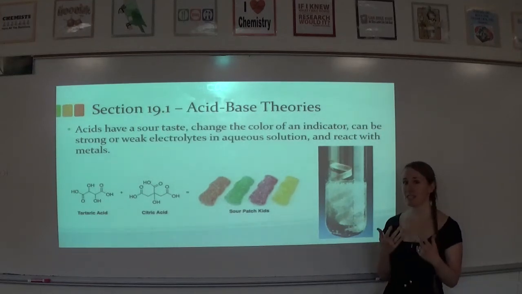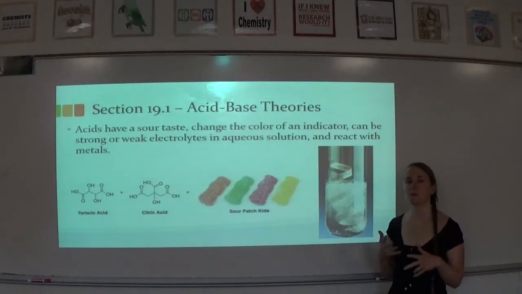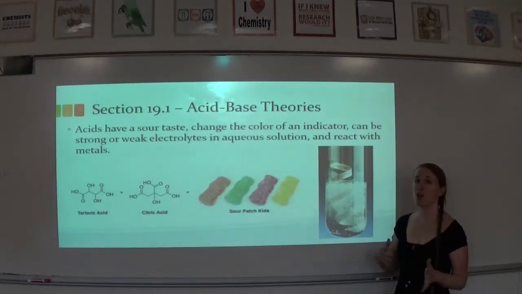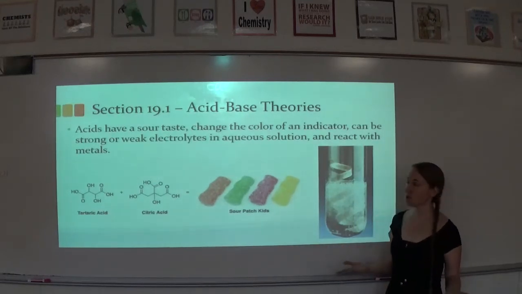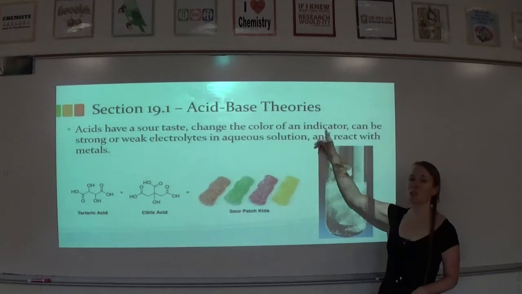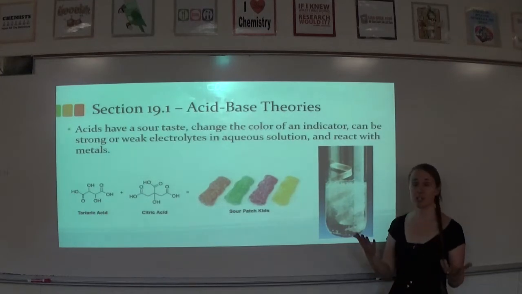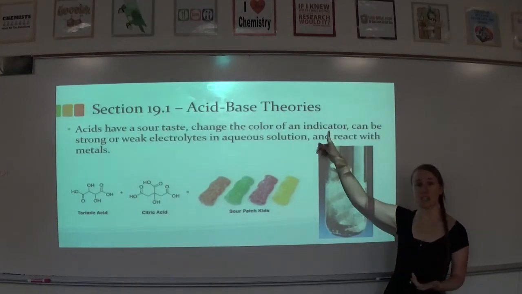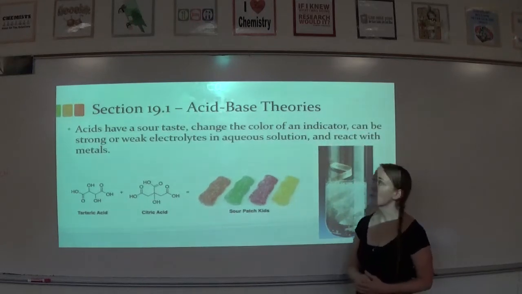When you eat something sour, like a lemon or Sour Patch Kids, that's usually from citric acid that has been added. When you throw up, it tastes sour because your stomach acid is hydrochloric acid. If you've ever used litmus paper, the little pH strips that you dip into different substances and they change colors, those have been soaked in an acid-base indicator, so they change the color of an indicator.